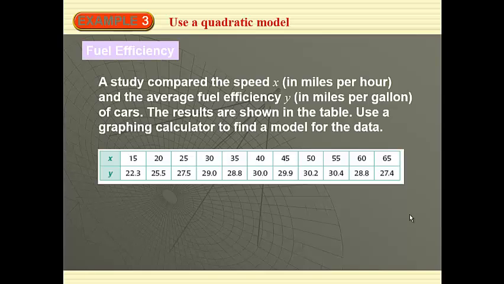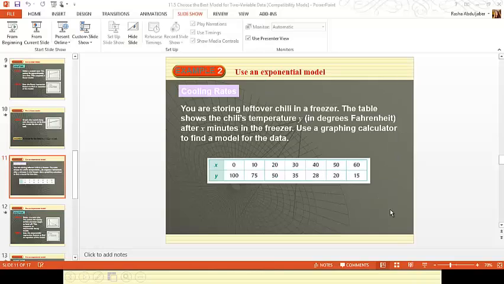Again, in example number 3, a study compared the speed x in miles per hour and the average fuel efficiency y in miles per gallon of cars. The results are shown in the table. Use a graphing calculator to find a model of the data. So please take a couple minutes again and read the problem and try to do it in your calculator.